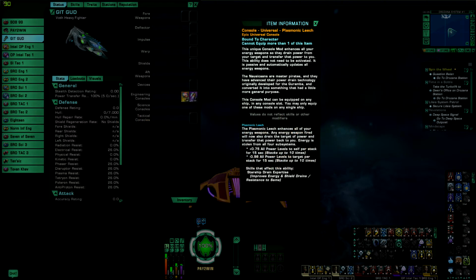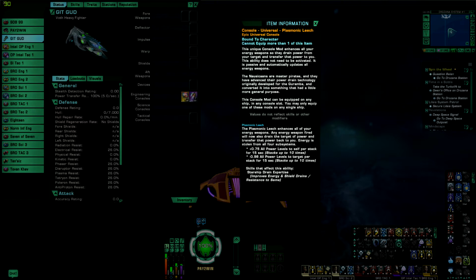Just gonna start this series off with one of the most controversial changes from the patches for the space balance pass. And that is the Plasmonic Leech. Now, there's a lot of people out there saying that this console won't be worth using ever again. But the reality is that this console is still very much worth it.